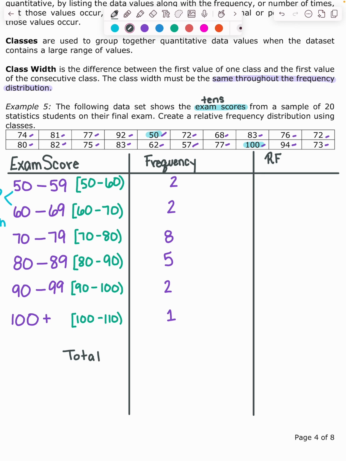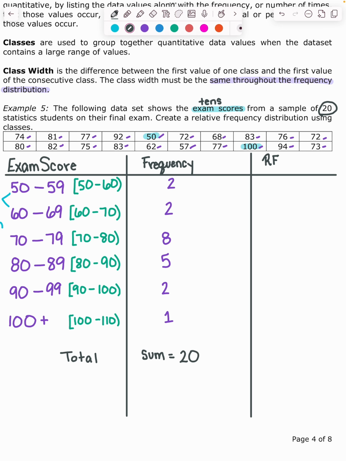and we're going to add this frequency column up to make sure that it sums to 20, because that's how many scores we have. So we have 4 plus 8 is 12, plus 5 is 17, plus 2 is 19, plus 1. We've got 20. So the sum is 20. And also looking back at my data set, I have a little mark next to every single number. So that tells me I did not mess up.